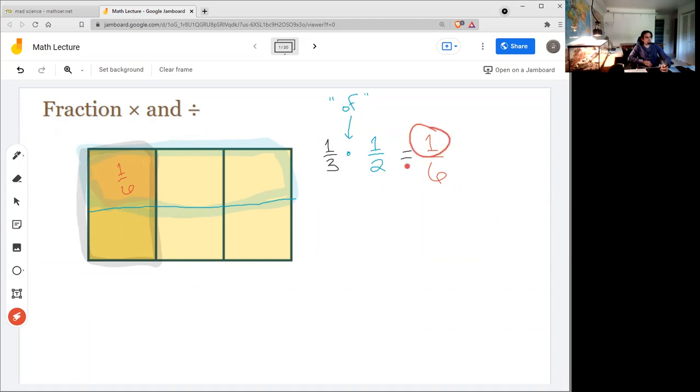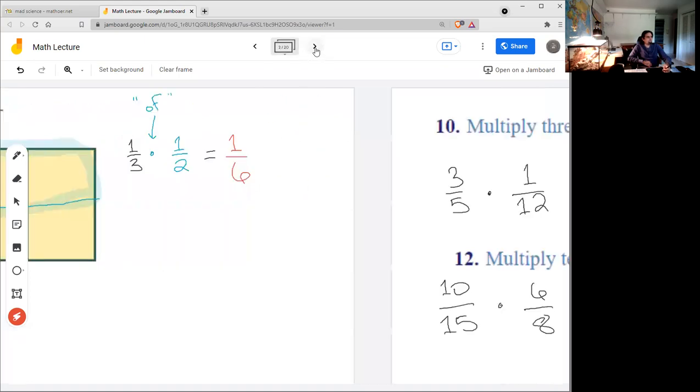The top numbers count how many pieces I'm thinking about. 1 times 1 is 1. And the bottom numbers, the denominators, are how many pieces I'm cutting things into. We started with thirds, and then we did halves the other direction, and where the overlap was 6ths. So before I can finish thinking about my answer, the denominators are overlapping. They're interfering with each other. They're multiplying. Fraction addition is different.